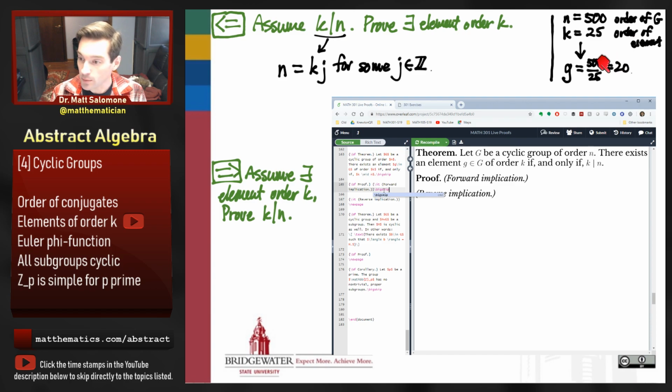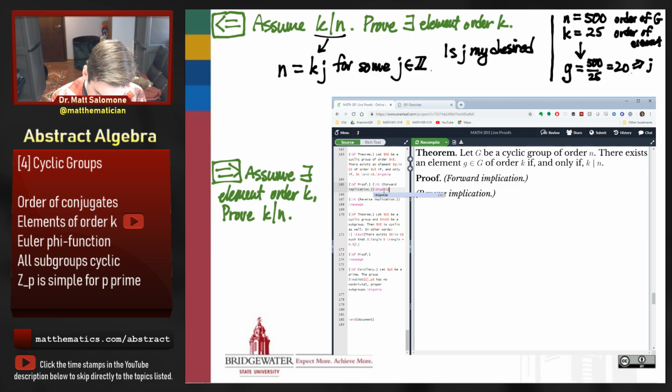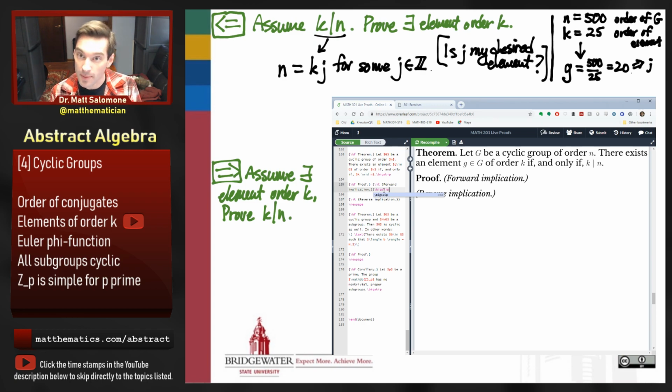Well, what role is this 20 playing over here? This 20 is exactly the quotient of n by k. And in this equation, the quotient of n by k would be the integer j. So this 20 here is evidently going to be the role of my j. And so on my napkin, I'm going to ask, is j my desired element? And of course the answer is pretty much, but not exactly, right?